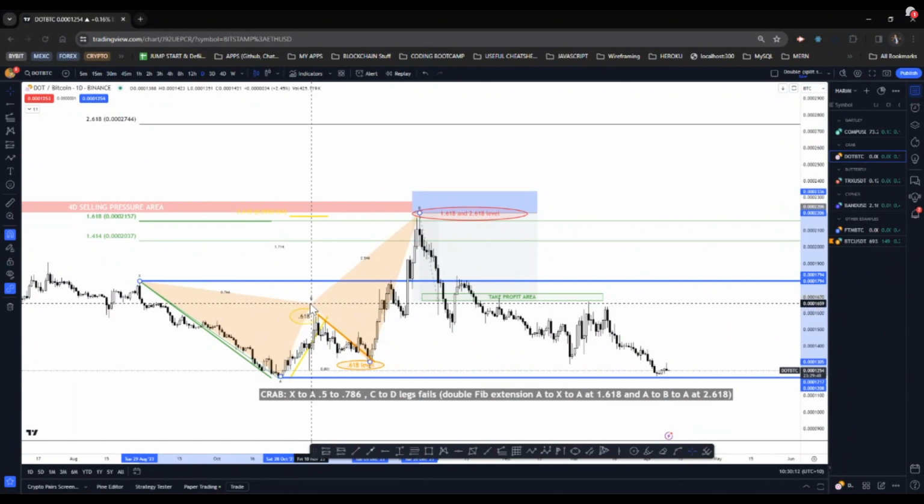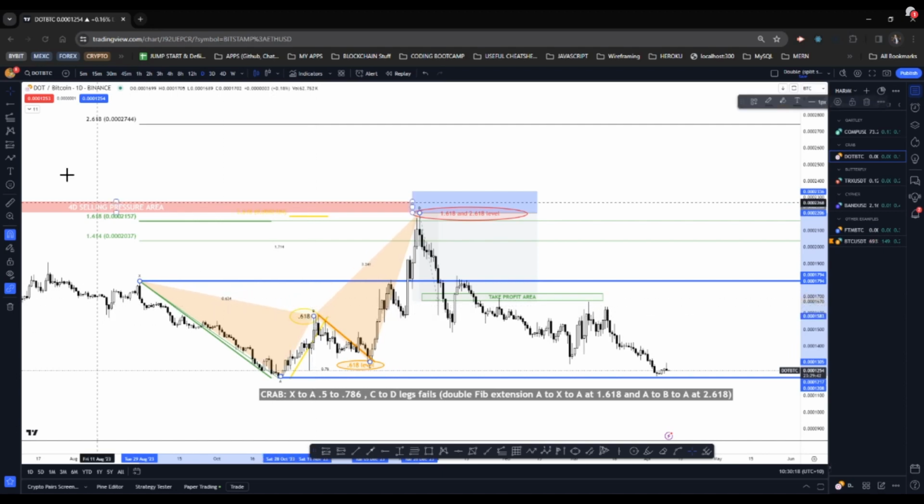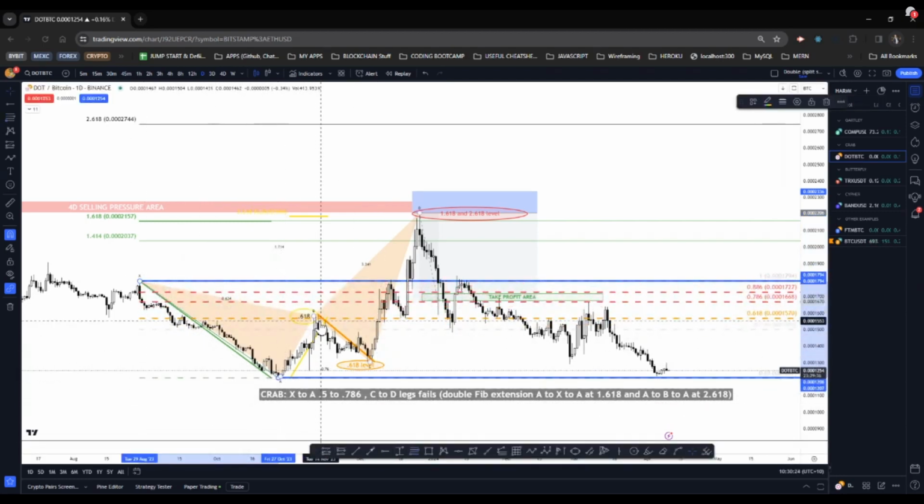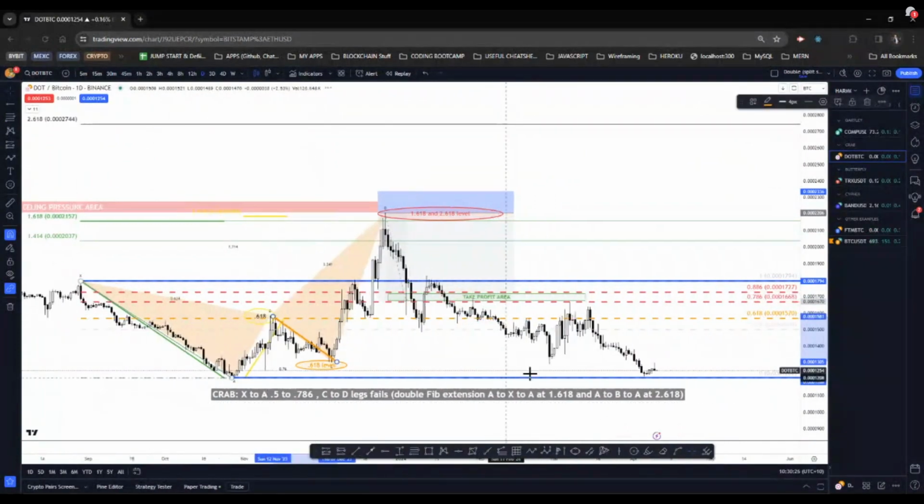For the crab, guys, it's important also to know that it's not meant to go above or even touch the 786. So it's meant to stay within the 618 to 786 area of this Fibonacci key level. So from X to A.